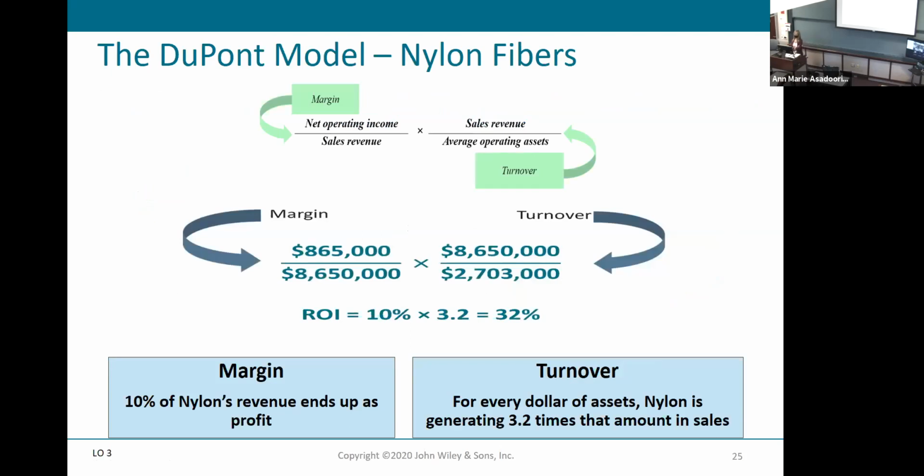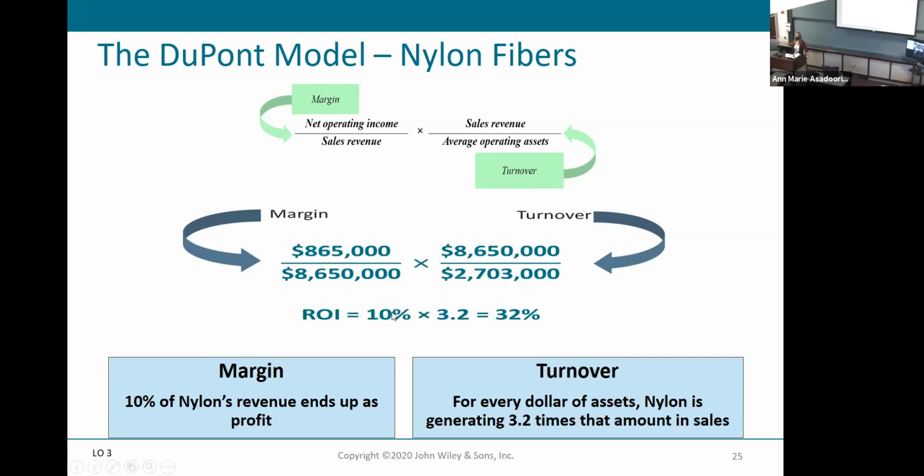So let's put the numbers to this for nylon fiber division. So instead of just taking the segment margin and dividing by assets, now I can calculate margin, I can calculate turnover, multiply the 2 together, and I still get the same ROI. But like I said, I'm going to get much more information than just my assets are earning 32 cents in net income. So again, if I'm calculating margin, and I'm looking at my net income in relation to sales, I'm getting 10% here. What that means is that 10% or 10 cents on every sales dollar ends up as net income, right? Similar to what we just said before.